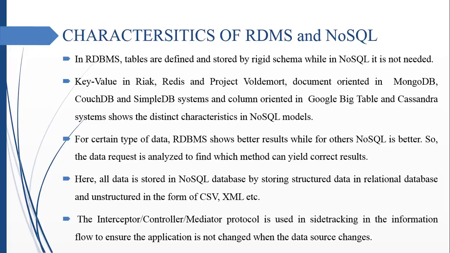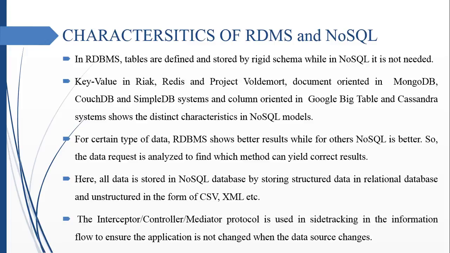Next are the characteristics of RDBMS and NoSQL. In RDBMS, tables are defined and stored by a rigid schema, while in NoSQL it is not needed. Key value in Riak, Redis and Project Voldemort, document oriented in MongoDB, CouchDB and SimpleDB systems, and column oriented in Google Bigtable and Cassandra systems show the distinct characteristics in NoSQL models.